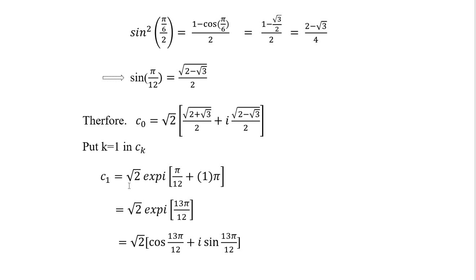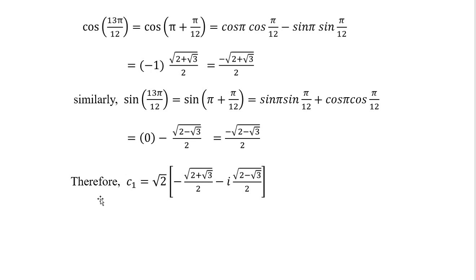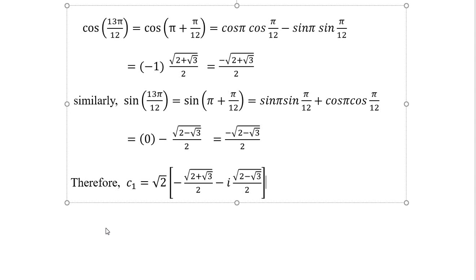Similarly, put k equal to 1 in Ck, we get C1 equal to square root of 2 into exponential of i into 13 pi divided by 12. Once again, we apply the same cos squared theta and sin squared theta formulas. That is cos 13 pi by 12, we get the answer minus square root of (2 plus square root of 3) divided by 2, and sin 13 pi by 12 equal to minus square root of (2 minus square root of 3) divided by 2. That is, it looks like the opposite sign of C0. So these are the two roots for root 3 plus i.